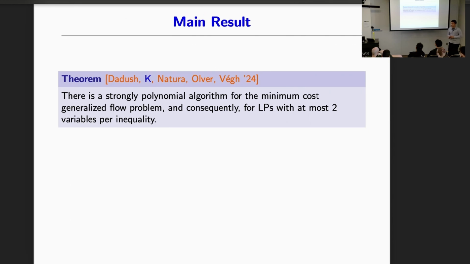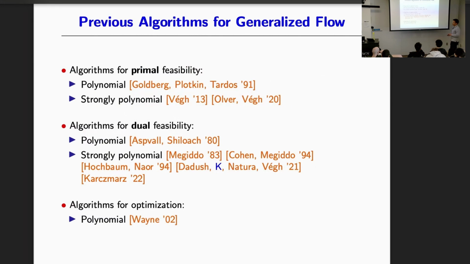What is this algorithm of Wayne? Why doesn't that result just follow from linear programming? Okay, it does follow from linear programming. Wayne gave a more specialized algorithm for the generalized flow that has a better running time.